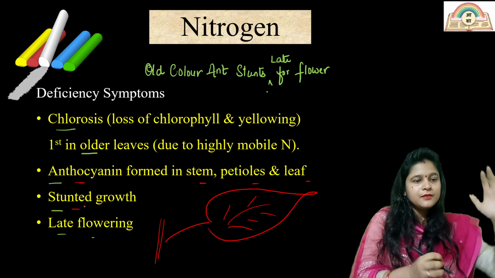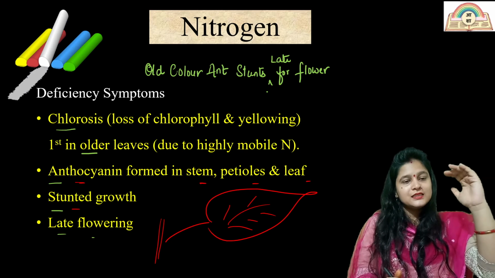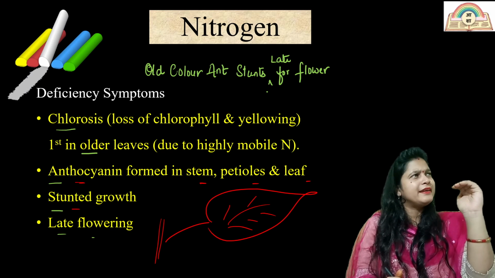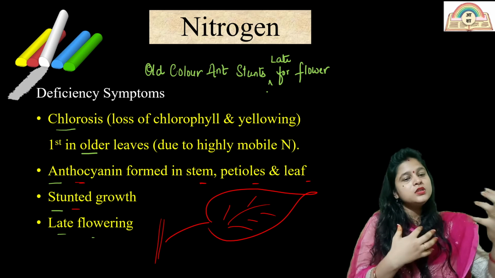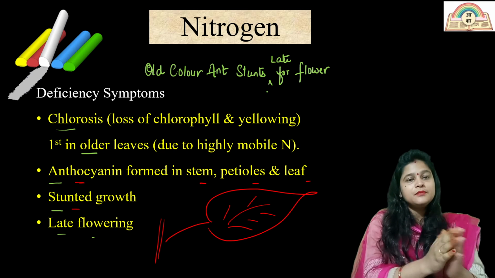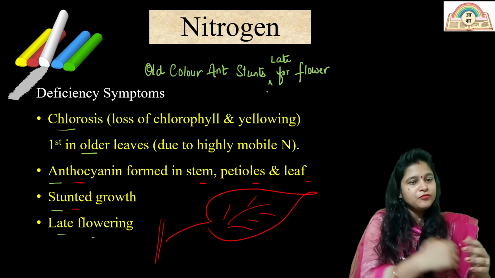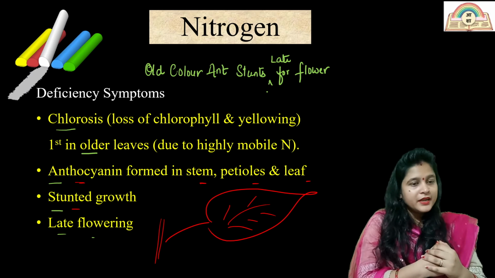Stunted growth means small, the growth has stopped, right? It means the rate decreases, stunted growth, because the growth will be by the activity of meristem, and meristem needs nitrogen, right? If nitrogen is deficient, then small height. Late flowering, flowering will also be late, right?